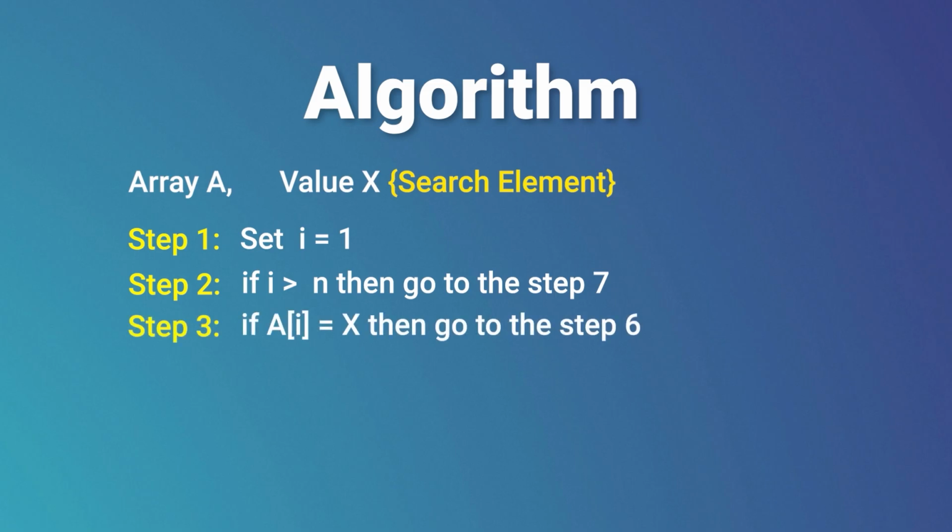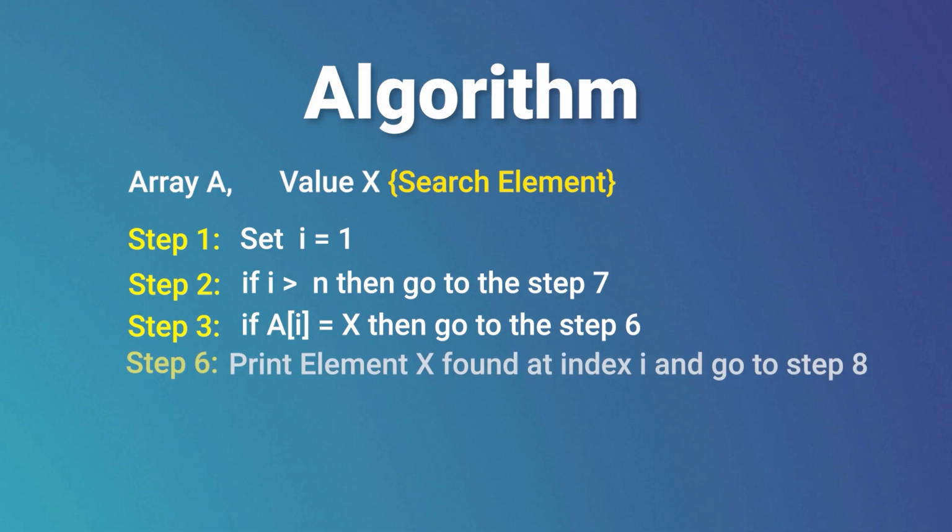This is the way we write an element of the array. A is the name of the array, and in the brackets we write i. The value of i is initially 1. Therefore A[1] will be the first element of the array, and we will check whether A[1] matches the given x value. If it matches, then we will go to step number 6.